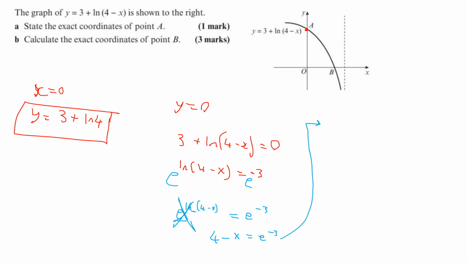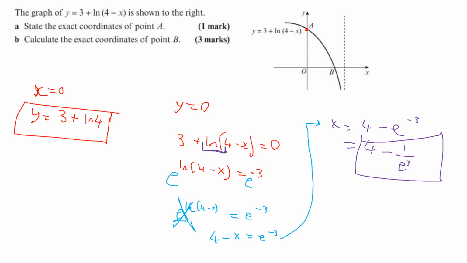Now let's make x the subject. So x is equal to 4 minus, and then we put the e on the other side, so that's e to the power of minus 3, which is the same as 4 minus 1 over e cubed. And that is the exact answer. Again, nothing too foreign. The only thing that changed is now we're using a natural log rather than a normal log.